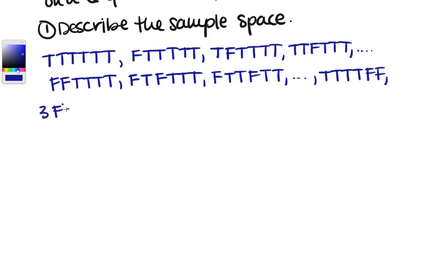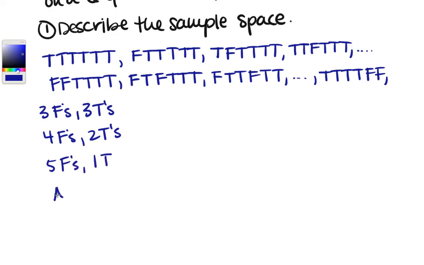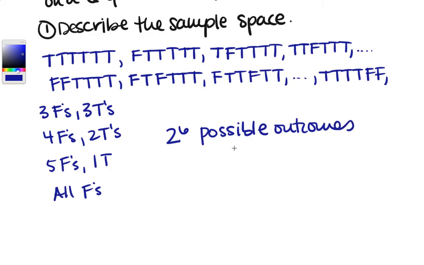You could have 3 Fs and 3 T's. You could have 4 F's and 2 T's. You could have 5 F's and 1 T, or you could have all F's. And the reason that we're not going to write this out is that there's 6 questions and 2 possibilities for each of those questions. So that's 2 to the 6th possible outcomes, and that is 64.